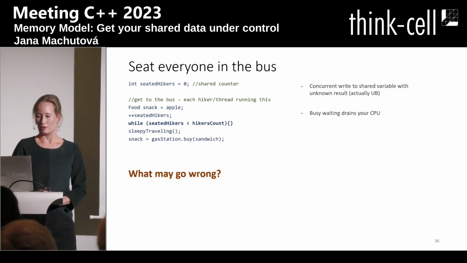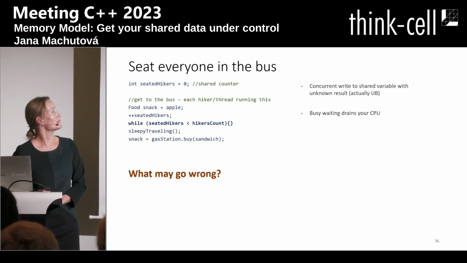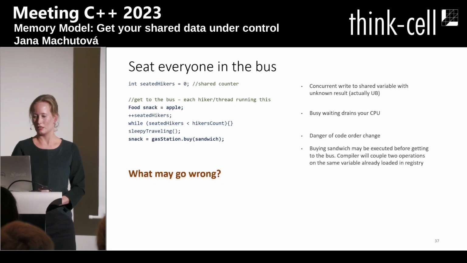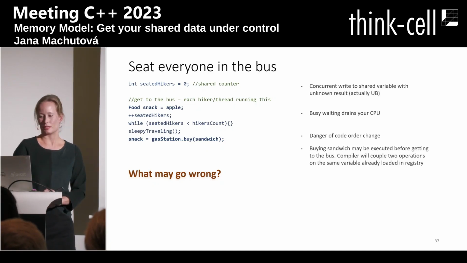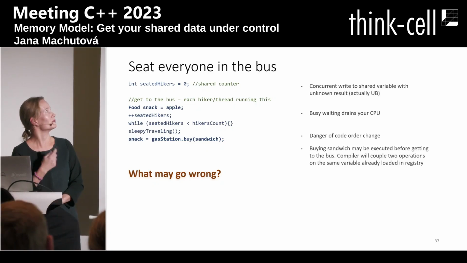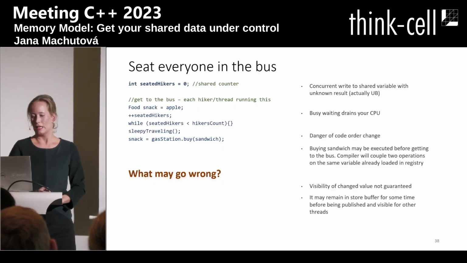There's also busy waiting, which will drain your CPU, and this is not a good technique. We will have a better technique for such an operation. And we also have the danger of code reordering, because you see that at the beginning you get an apple as a snack on the bus, and when the bus stops at a gas station, you buy another snack. But what will the compiler do? It doesn't see any operation on the snack in between, so it will just couple them together. It doesn't know it needs to wait until you reach the gas station. You don't give any hint of it.